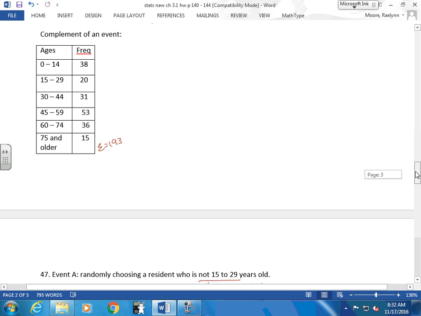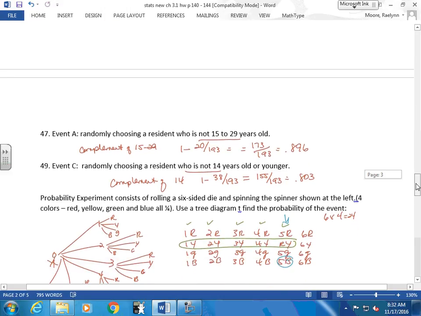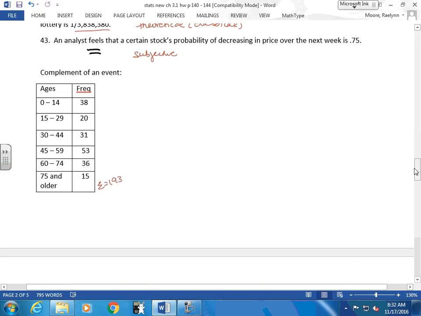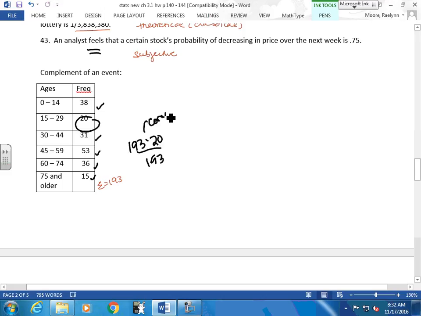Here's a complement case. Event A is randomly choosing a resident who is not 15 to 29 years old. Now, if you added these all up, they add up to 193. Not 15 to 29, you can still go back and add up these and put it over 193. Or you can do 193 minus 20. This is the complement case. Complement with an 8. So 173 over 193. It's a little easier to do.